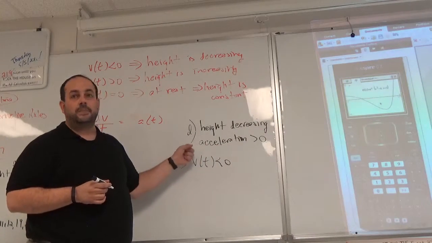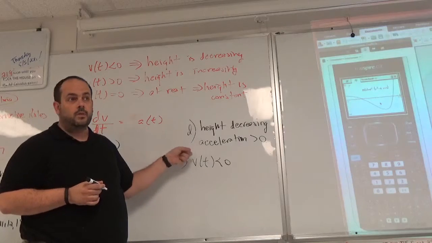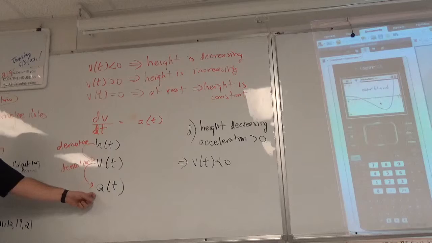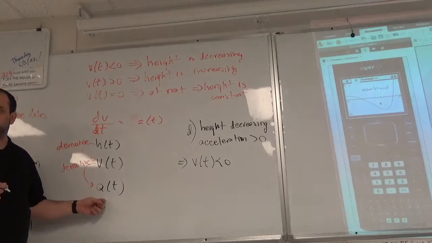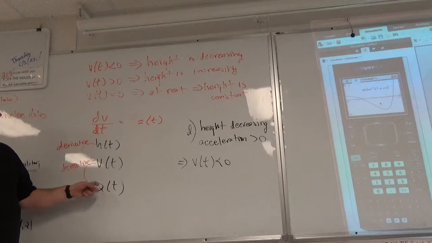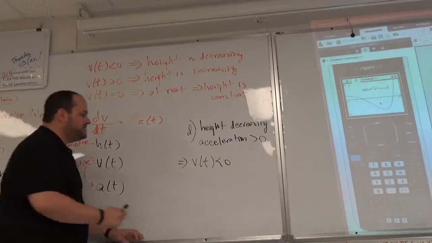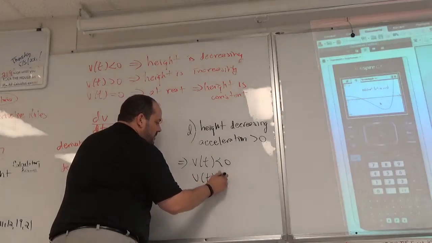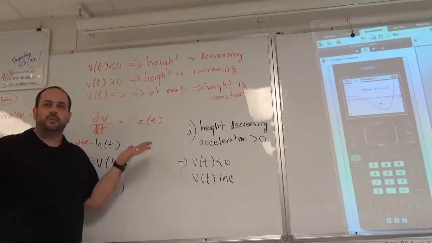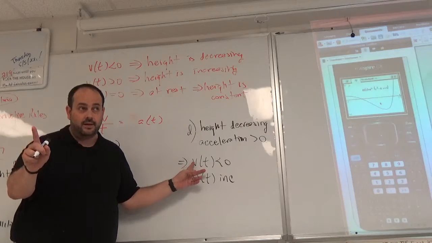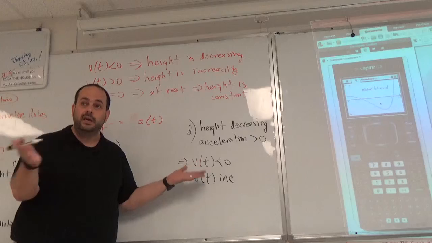But acceleration's positive. What does that mean about the velocity? Close one, acceleration is positive. What do you know? Is everybody okay with that? Right, if acceleration is positive, then the function above it, which is velocity, must be increasing. So my question to you all is, when is the velocity negative and increasing?